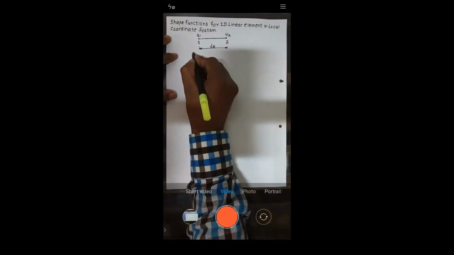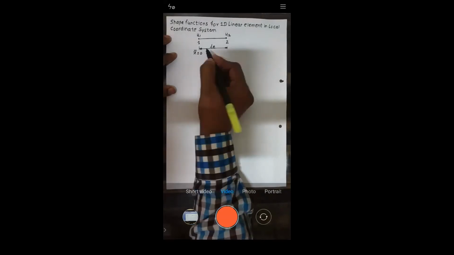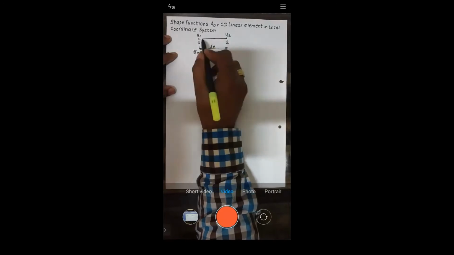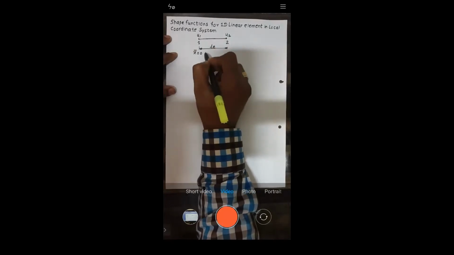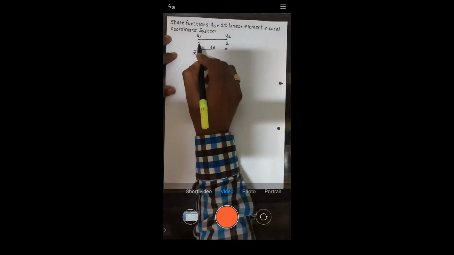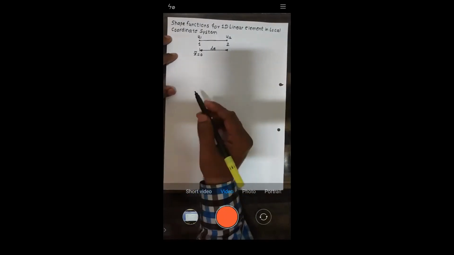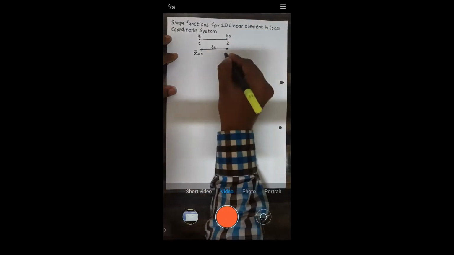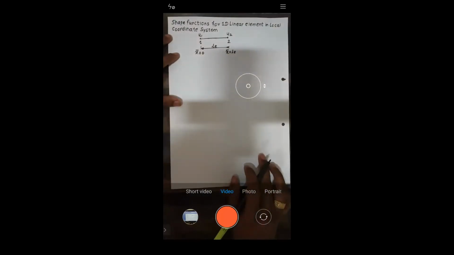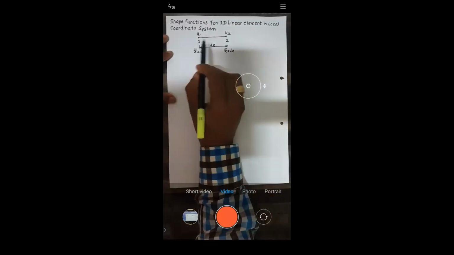Now if I ask you what is the value of x bar at node 1, obviously it is 0, because we will measure the location of node 2 with respect to node 1. I need to give one of the points as a reference point, so I assign node 1 as the reference point with coordinate x bar equal to 0. So what is the coordinate of node 2? Obviously x bar is equal to LE. Understood or not? Let me know. Yes, sir.